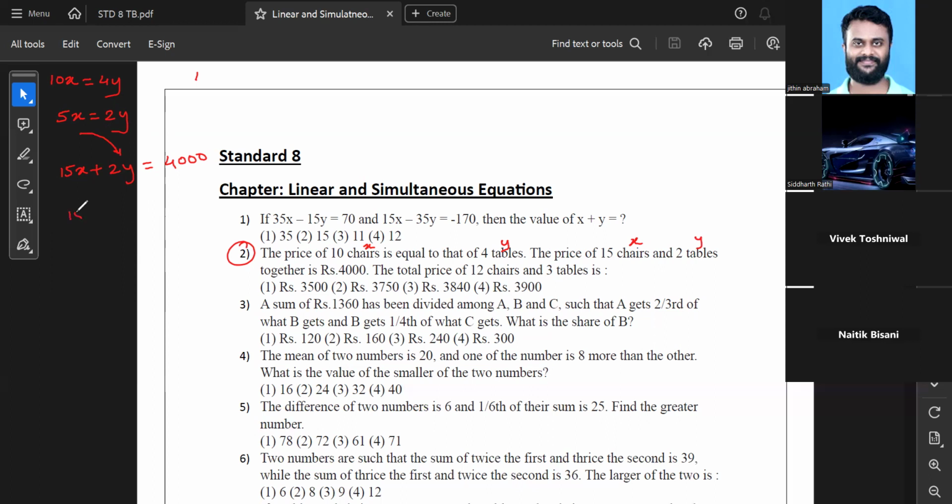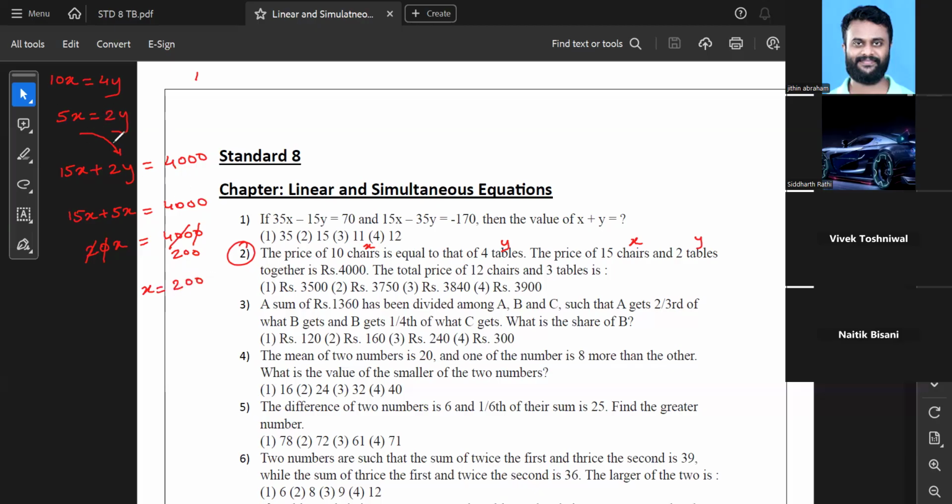That gives me 15x plus 5x is equal to 4,000. That gives me 20x on the left-hand side is equal to 4,000. First of all, I'll cancel the 0s, and this 2 gets cancelled with 400 to give you 200. So the value of x is 200.